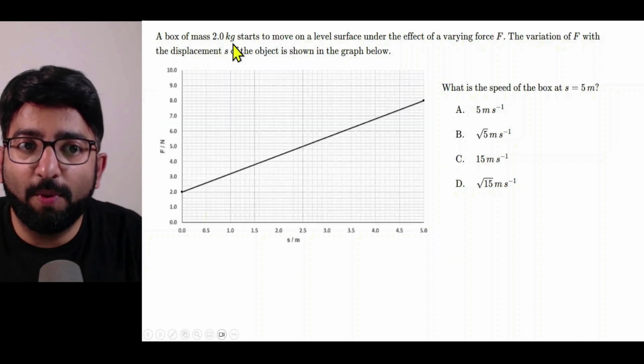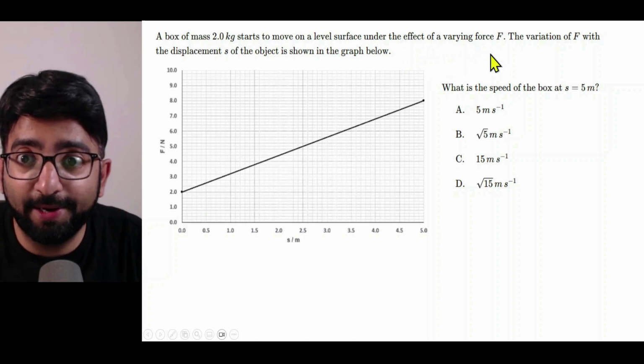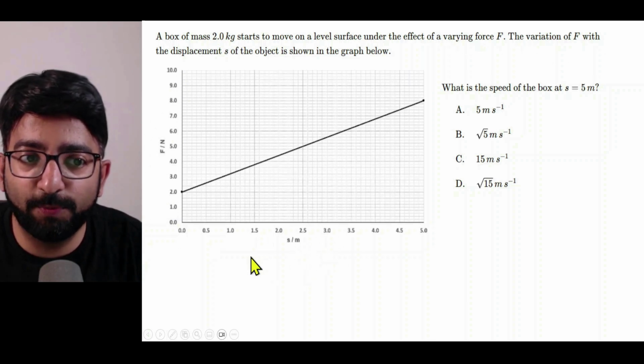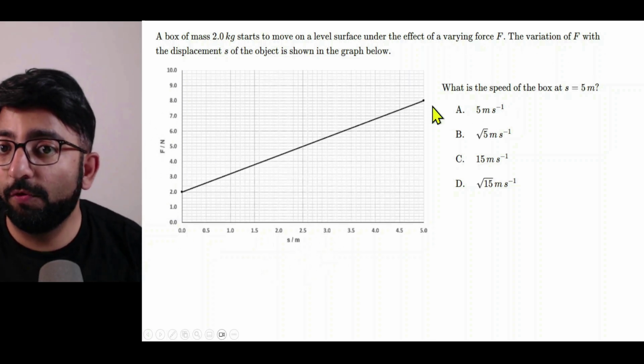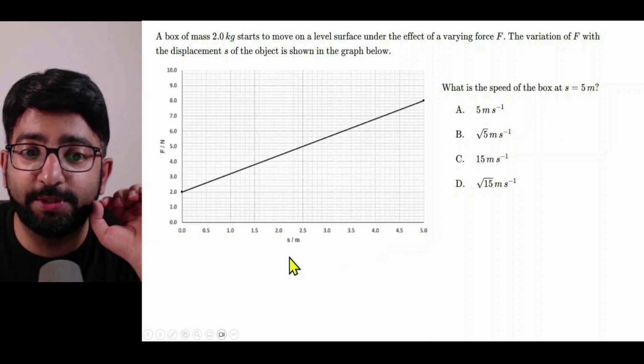So here we have a box of mass 2 kilograms that starts to move on a level surface under the effect of a varying force F. The graph of the variation is given. The x-axis is displacement, the y-axis is force. So we need to figure out the speed of the box at a particular value of s, which is 5 meters.